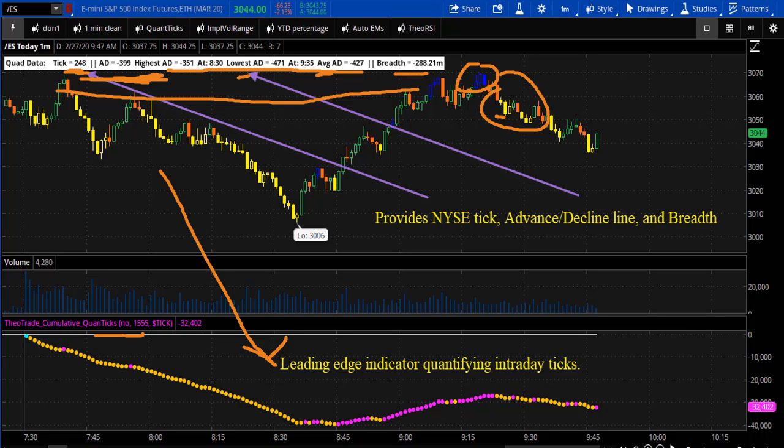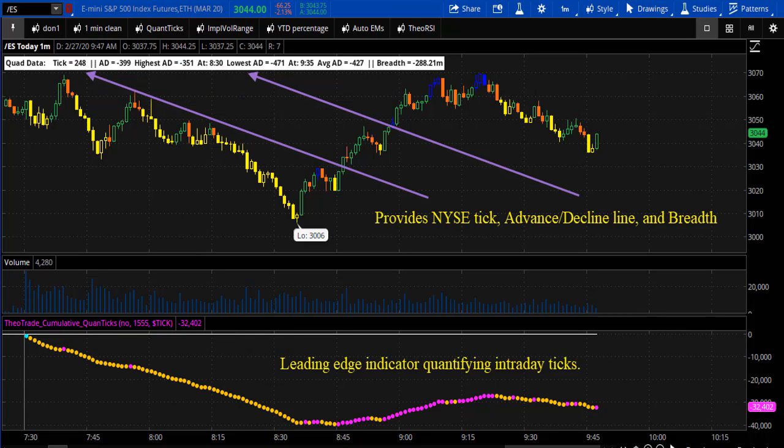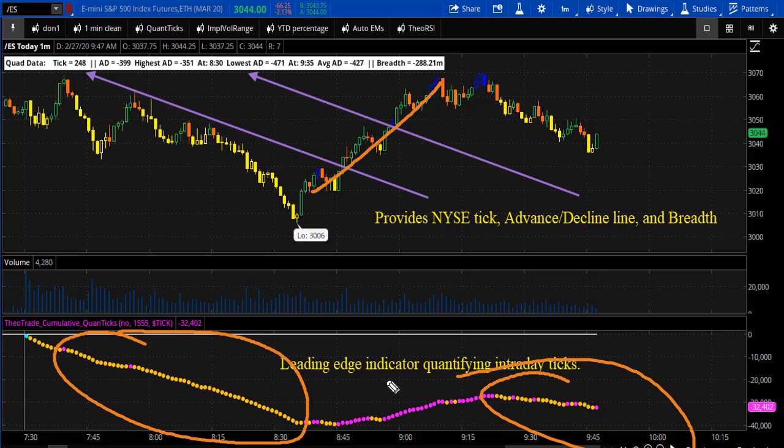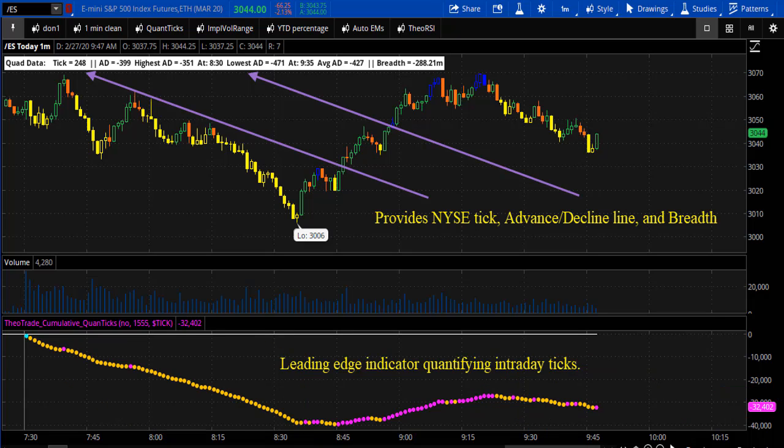The reason I thought this was an interesting screenshot, and listen, this is from today, is that we were just accumulating negative ticks all day. Even when people thought the marketplace was going to rally, we were still accumulating heavy negative ticks. We were at minus 32,000 ticks when everybody thought we were going to rally today. I just wanted to point that one out.